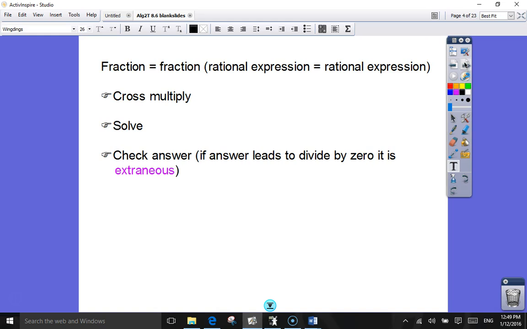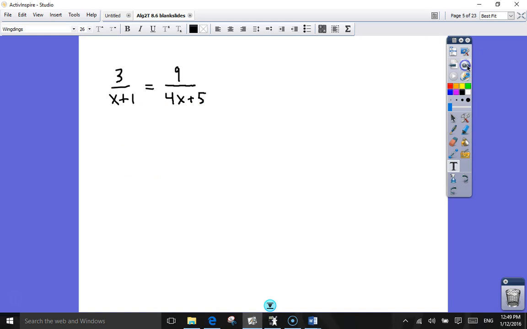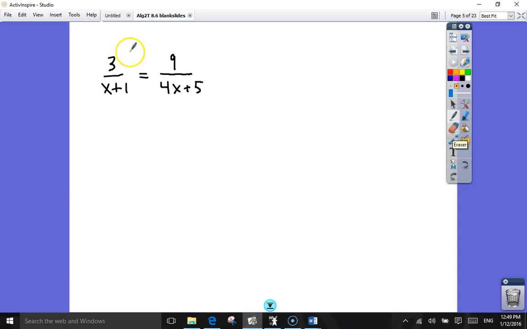Good. All right. So, example. That is a proportion. It's a fraction equals a fraction, so you can cross multiply. You remember what it is to cross multiply, right? It means this numerator times this denominator equals this numerator times this denominator. 3 times 4x plus 5 equals 9 times x plus 1.